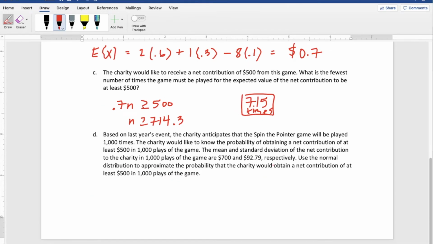So then on part D, it says based on last year's event, it'll be played 1,000 times. Charity would like to know the probability of obtaining a net contribution of at least $500 in 1,000 plays. They went ahead and gave you the mean and standard deviation for 1,000 plays of the game, so $700 and $92.79. We're going to use the normal model to approximate that probability.